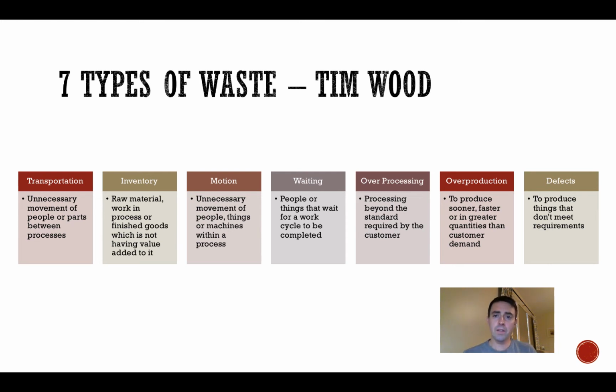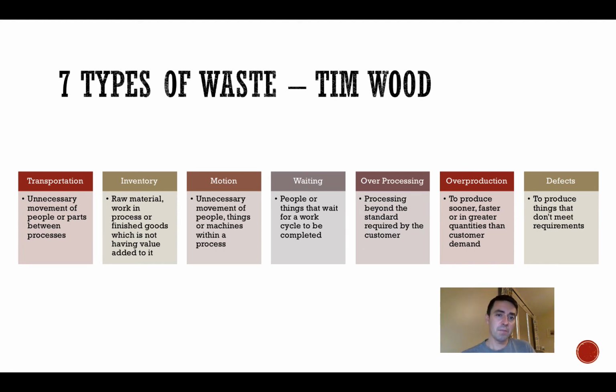So using that acronym of TIM WOOD is an easy way to help remember the different types of waste that you see in a process. Again, as a reminder, at the white belt level, being able to recite the 7 types of waste and being able to identify them in a process makes you a really, really strong white belt. At this point in your white belt journey, we're not looking at tools or specific ways to improve them. We just want to be able to identify opportunities for improvement.